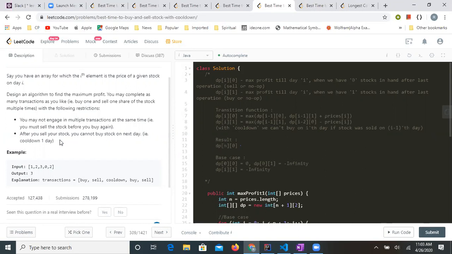So what does that mean? On the ith day, I cannot buy a stock if I sold something on the i minus first day, right?